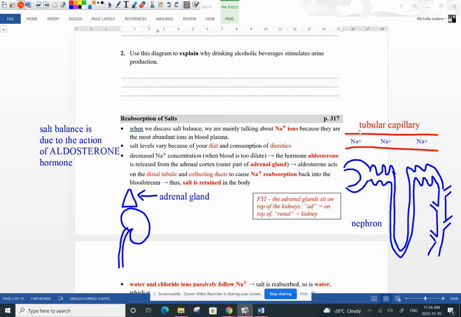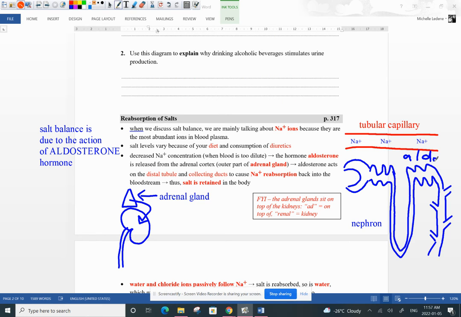So here's the deal. Oh, look at my sodium. My salt concentration is very low. That's why they're tiny little sodiums. So what has to happen? Adrenal gland is going to release aldosterone. Aldosterone floats through the bloodstream and it acts on the kidney.